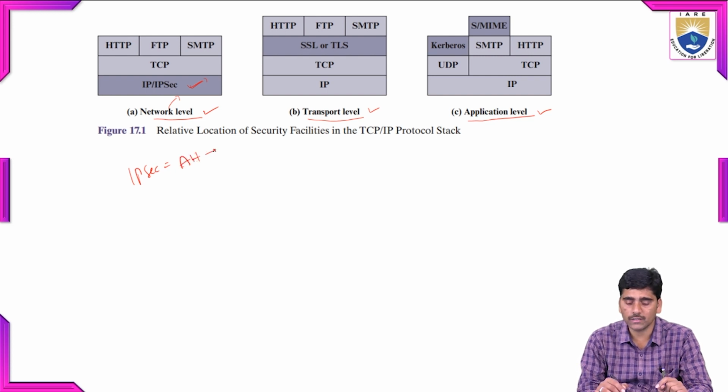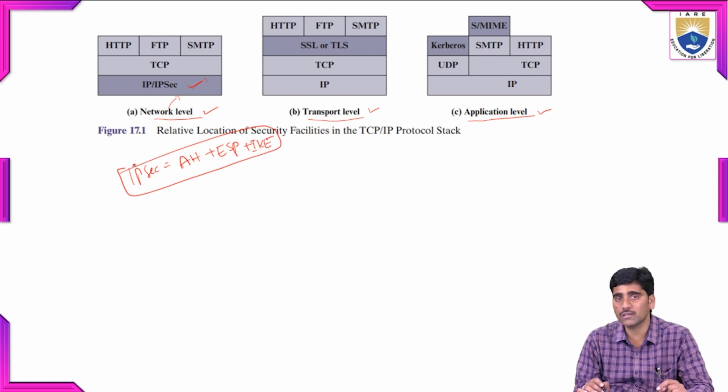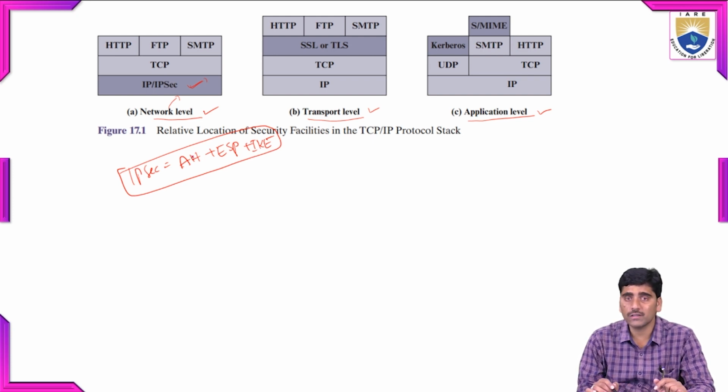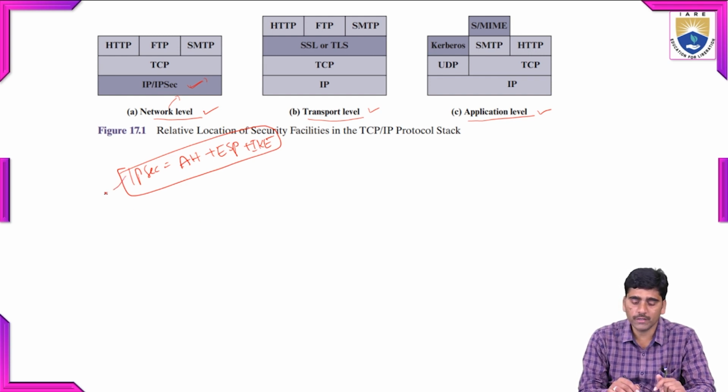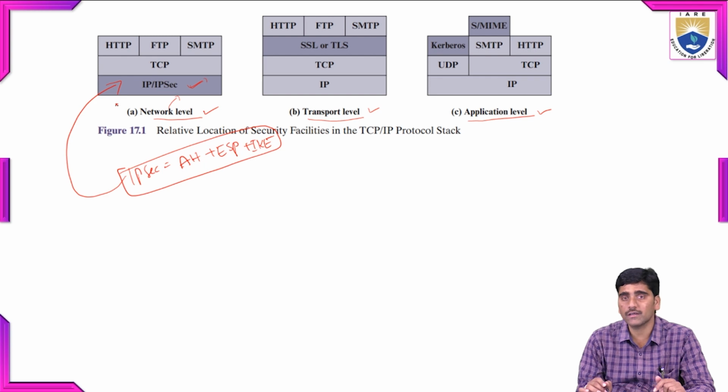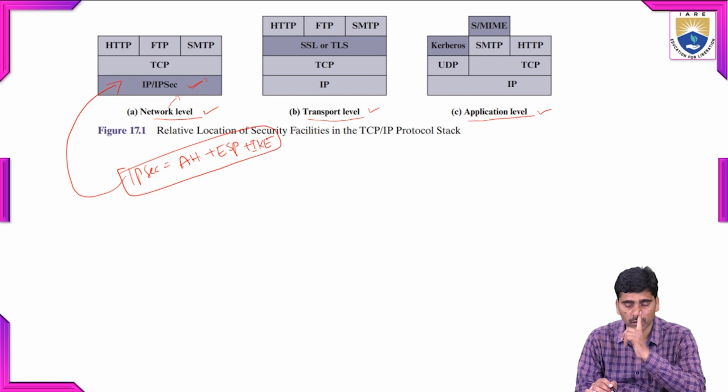It contains authentication header plus encapsulating security payload plus Internet Key Exchange, which contains all the services. Because all these services are offered in IP security, it maintains an additional extra layer as web security. It is offered in the network layer.